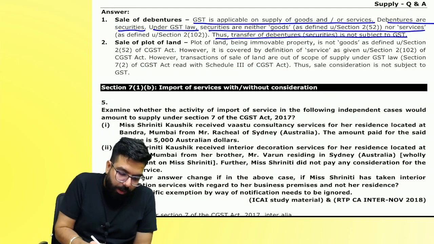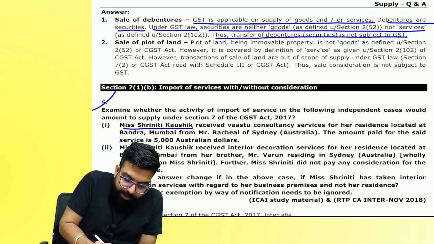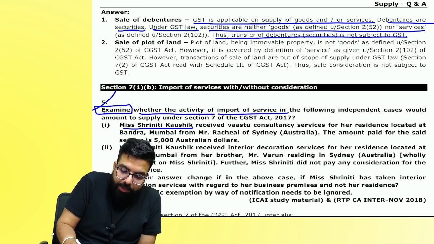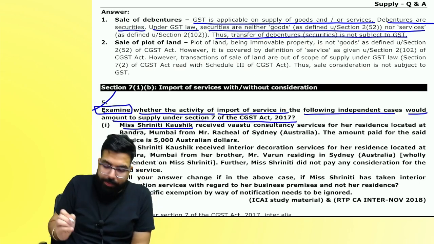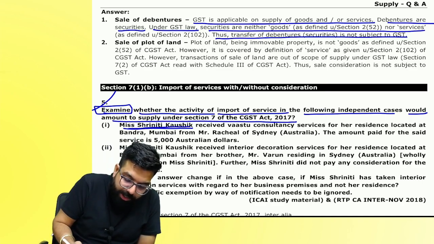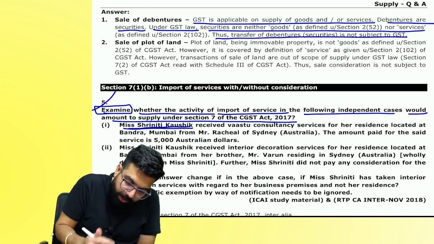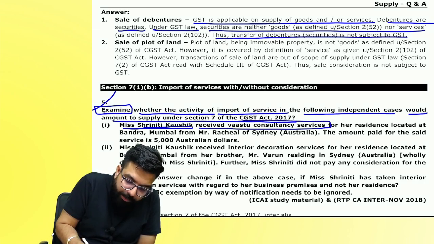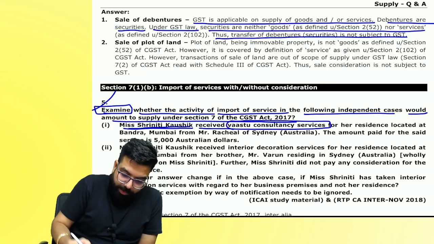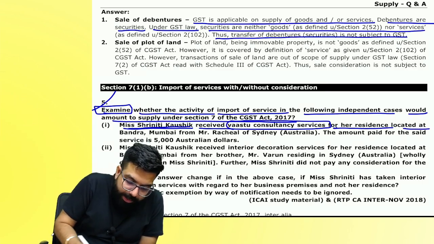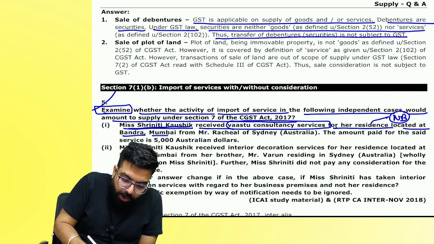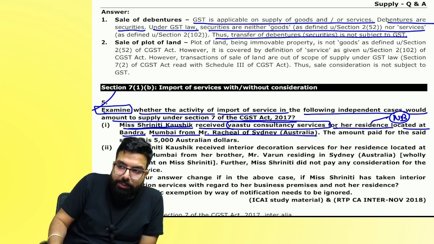Miss Sriniti Kaushik, you have to read this. Examine whether the activity of importation of service in the following cases would amount to supply. Number one: Miss Sriniti Kaushik received Vastu consultancy service for her residence located at Bandra. Residence means non-business purpose, from Rachel of Sydney.